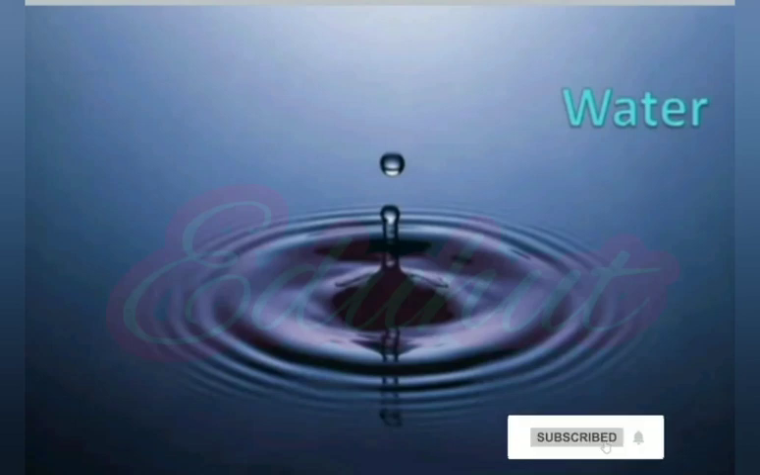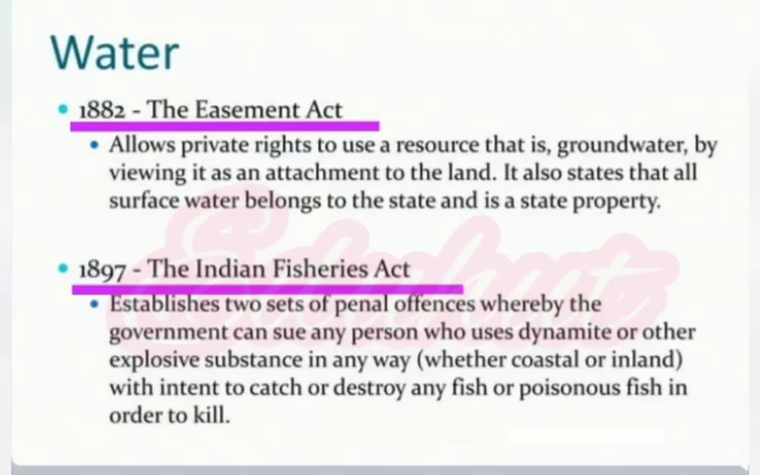Environmental legislations, water. 1882, the Easement Act. It allows private rights to use a resource that is underground water by viewing it as an attachment to the land. It also states that all the surface water belongs to the state and is a state property.